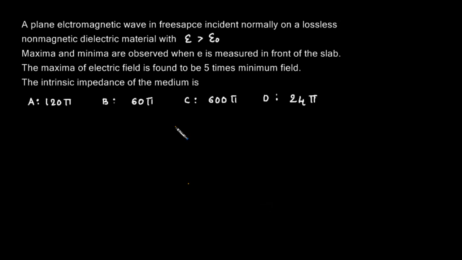This question was asked in GATE 2004 Electronics and Communication. A plane electromagnetic wave in free space incident normally on a lossless non-magnetic dielectric material. It has permittivity greater than that of air. The maxima and minima are observed when the electric field, this is electric field E, is measured in front of the slab, and the maxima of electric field is found to be 5 times the minimum field. What is the intrinsic impedance of the medium?